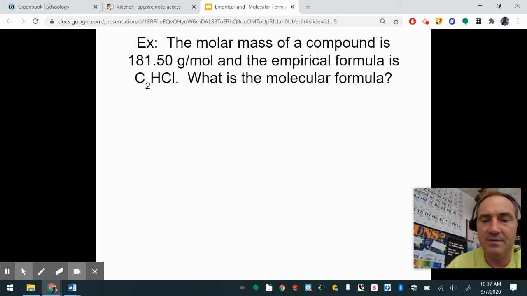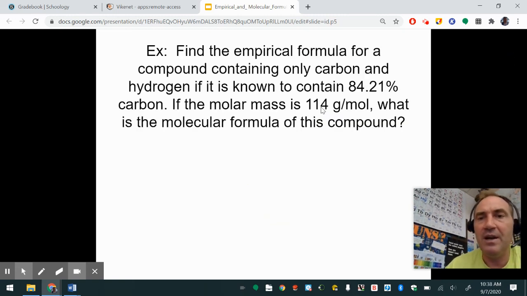Let's see. Okay, now I'm going to kind of end the video. Maybe we'll stop and do this one together. But in this type of problem, they're telling you that it contains carbon and hydrogen, and they say how much carbon's in it. And so you have to subtract to find hydrogen. And then they give you a molar mass. And then how would you find the empirical formula? So we'll pause, we'll maybe do this together, and we'll talk about these kinds of things.